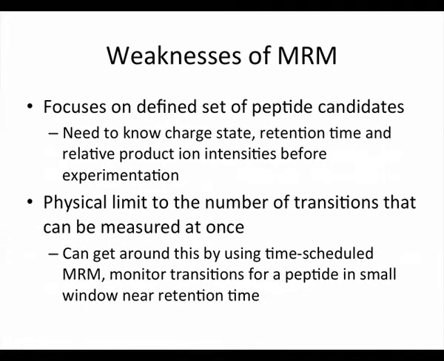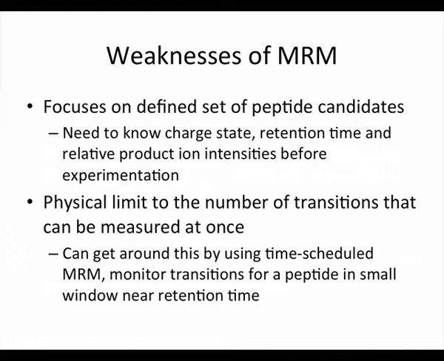So there are some weaknesses, however. It focuses on a specific set of peptides, right? So you have to tell the mass spec, this is the peptide I want. So you need to know a lot about that peptide, including the charge state, retention time, and the ion intensity before you start the experiment. Instead of just throwing your sample in and seeing what happens, you have to do a bit more research beforehand.